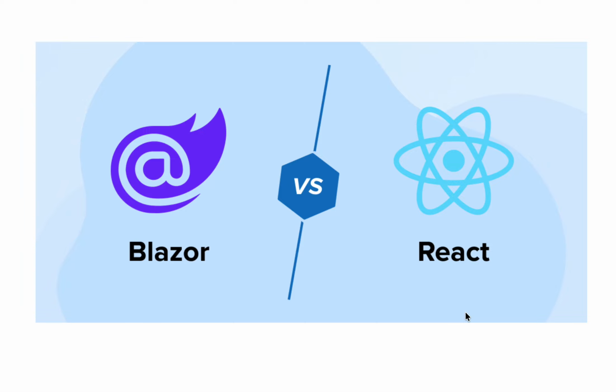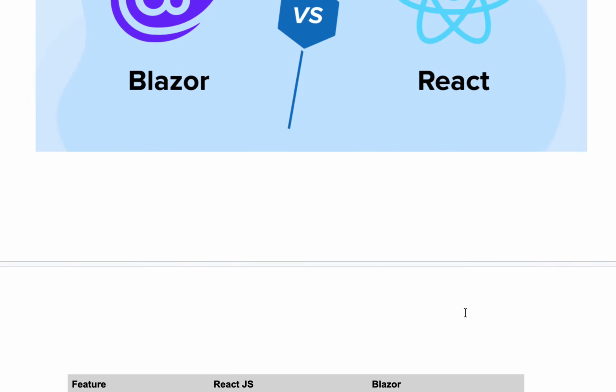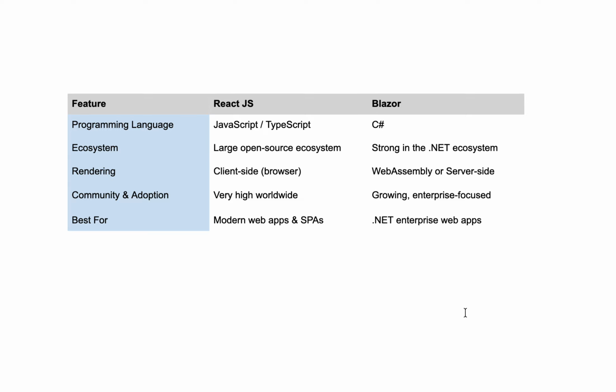and tools. Blazor, on the other hand, is a web framework developed by Microsoft. It allows developers to build web applications using C# instead of JavaScript. With Blazor, you can run code in the browser using WebAssembly, or you can also run it on a server. Now let's jump into the differences and take a look at different features.